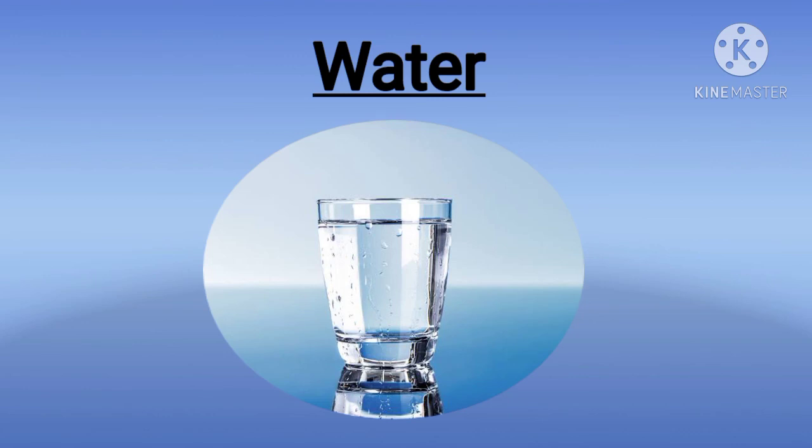Now we discuss water. Water is also an important nutrient. All chemical reactions are done in the presence of water. Food cannot be digested without water. A large part of blood is water. The waste products of our body dissolve in water and are expelled out. So we can see that water helps to regulate our body temperature.